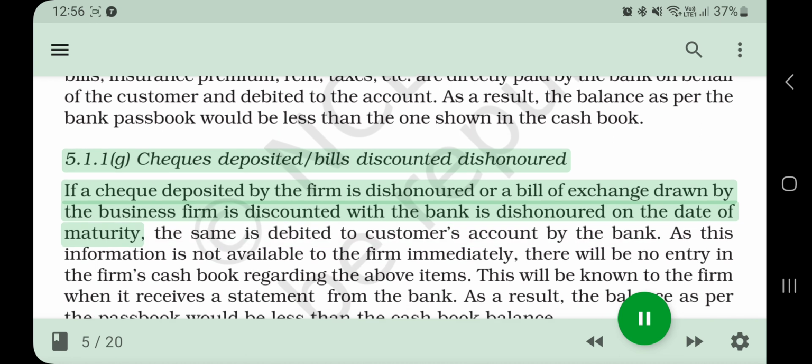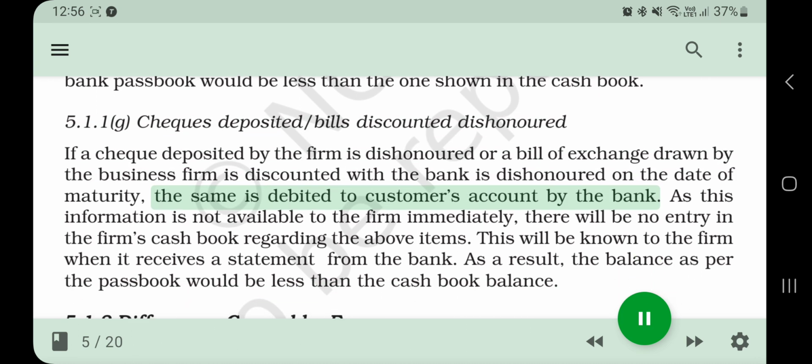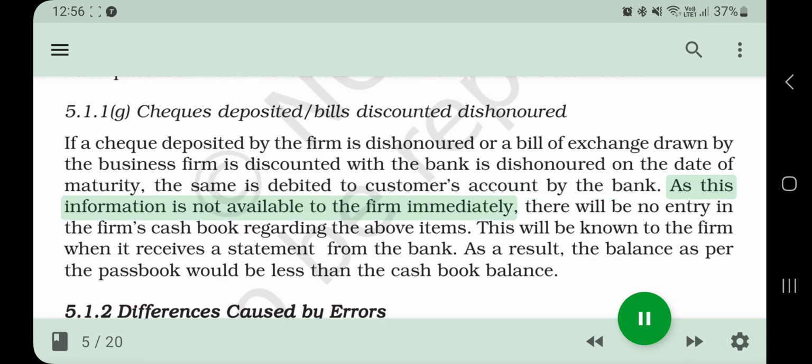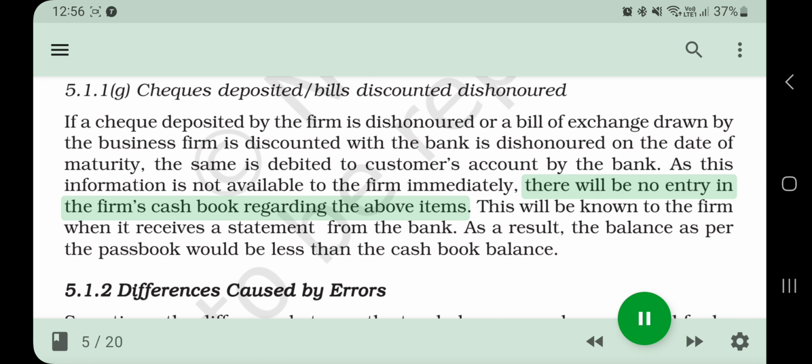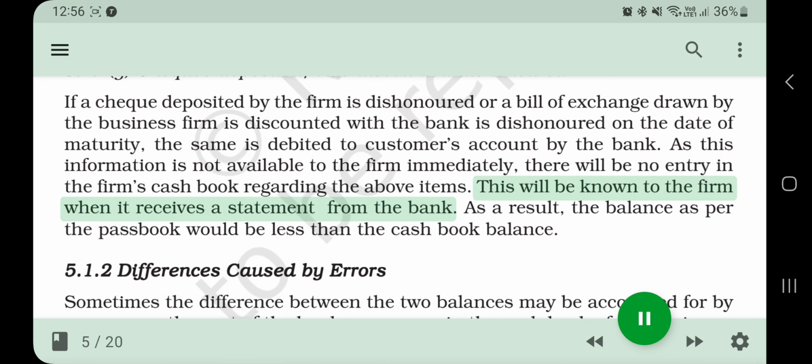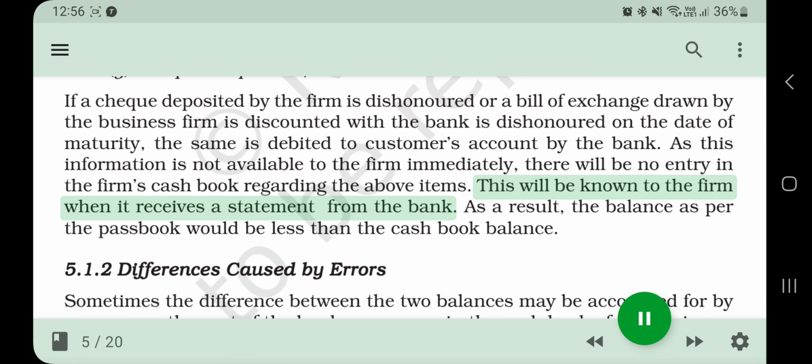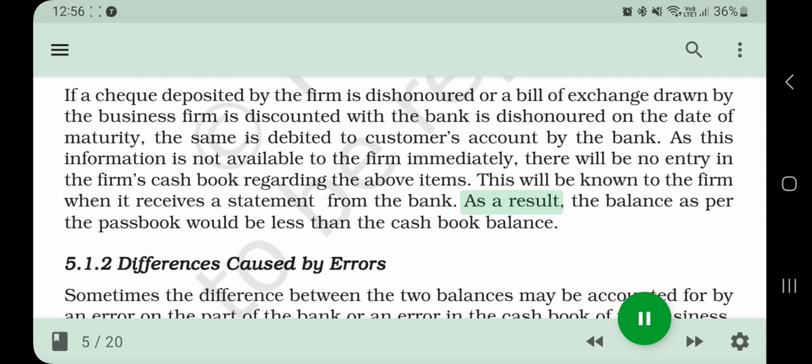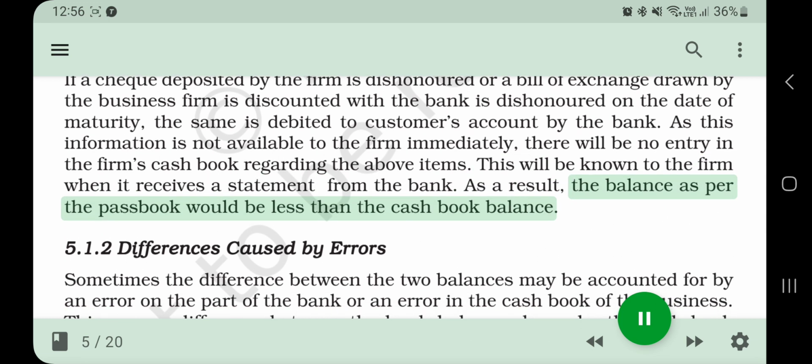5.1.1 g. Checks deposited, bills discounted dishonored. If a check deposited by the firm is dishonored, or a bill of exchange drawn by the business firm and discounted with the bank is dishonored on the date of maturity, the same is debited to the customer's account by the bank. As this information is not available to the firm immediately, there will be no entry in the firm's cash book regarding the above items. This will be known to the firm when it receives a statement from the bank. As a result, the balance as per the passbook would be less than the cash book balance.